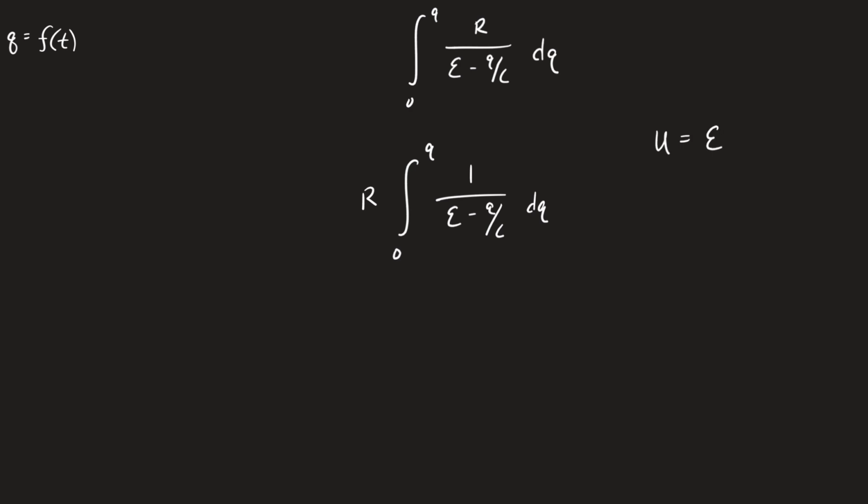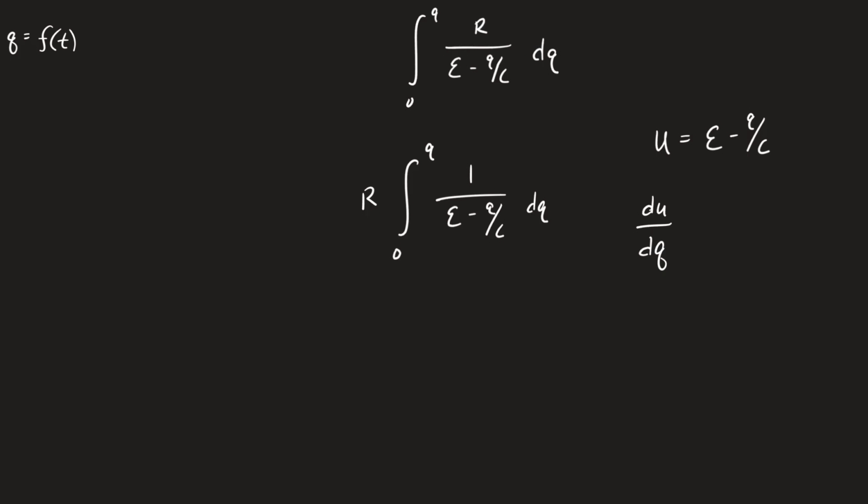The variable we're going to substitute is the function in the denominator, because we have an archetype for that. We know that 1 over u has an antiderivative, one that we're aware of. So we're going to try and see if we can create an integral that matches one of our standard types. The problem is, if we replace epsilon minus q over c with u, we're still integrating with respect to q. So what we have to do now is take the derivative of u with respect to q.